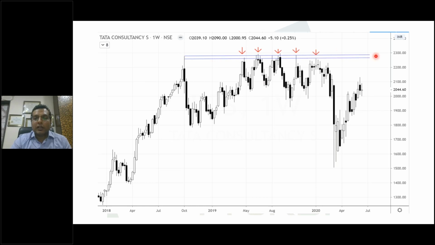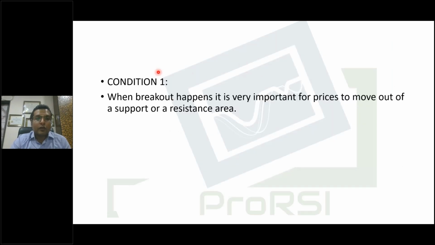But again, this is an important zone, and we have to understand that and give due respect to these types of zones. So these are the support and resistance definitions that we are looking at.